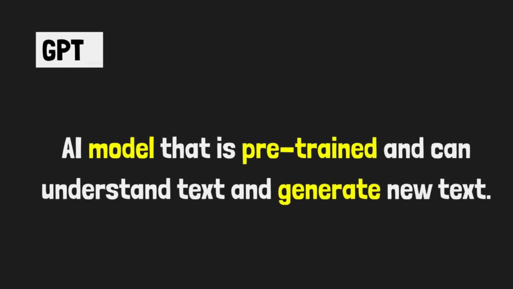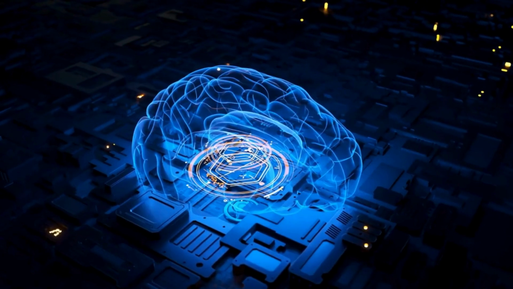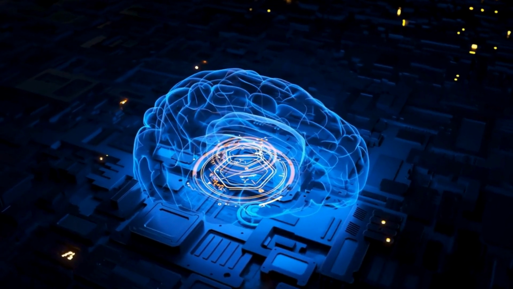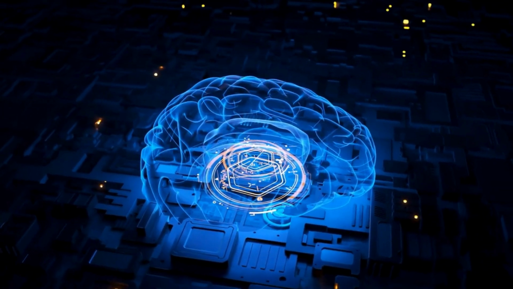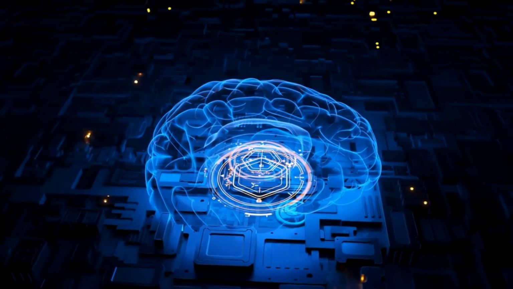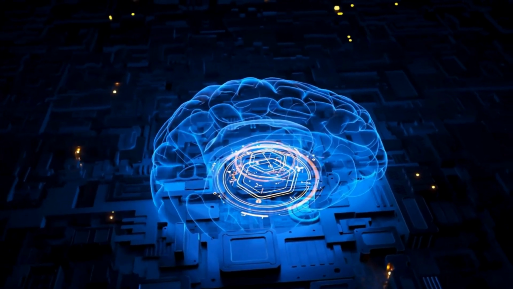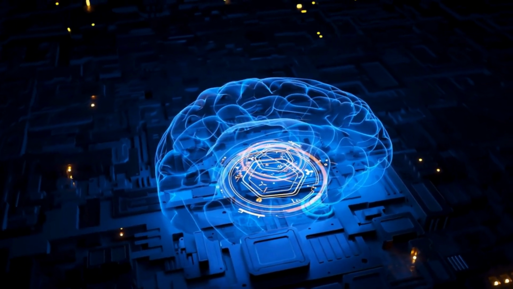So GPT is an artificial intelligence model that is pre-trained and can understand text and generate new text that looks like it has been written by humans. Of course, this explanation is extremely simplified as the technology behind this is extremely complex. However, I do hope that now you have a better idea what GPT in ChatGPT actually stands for.